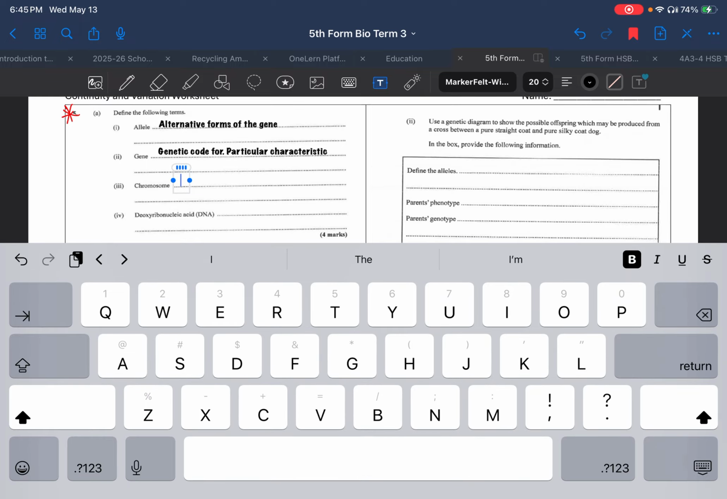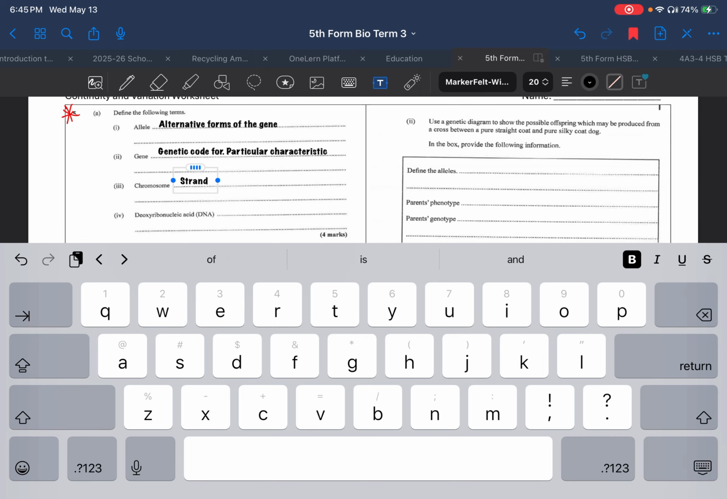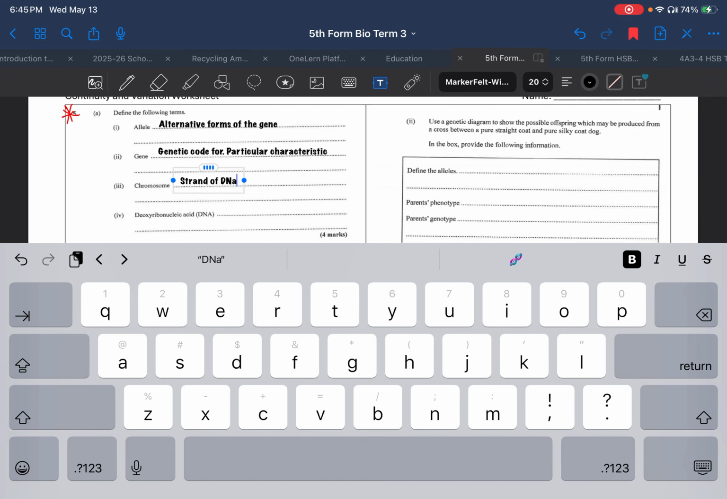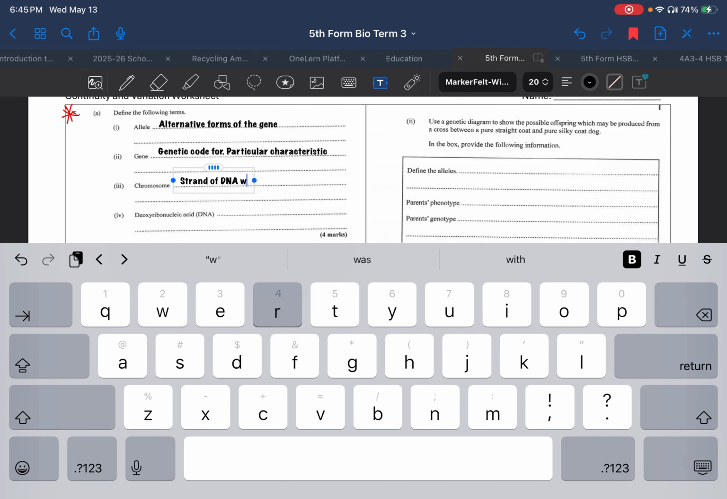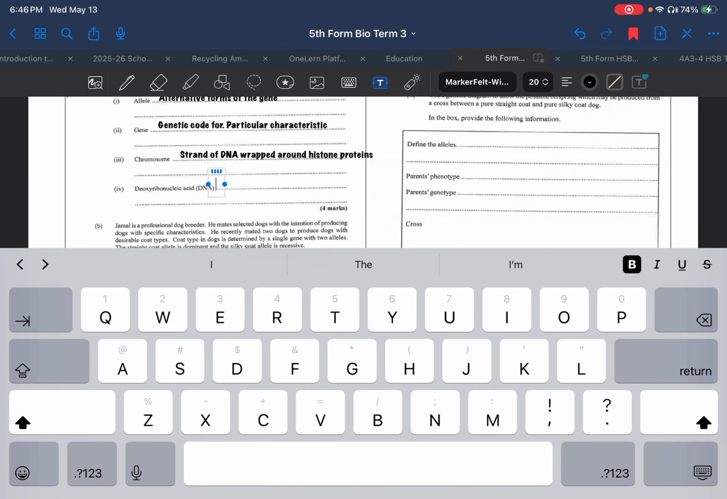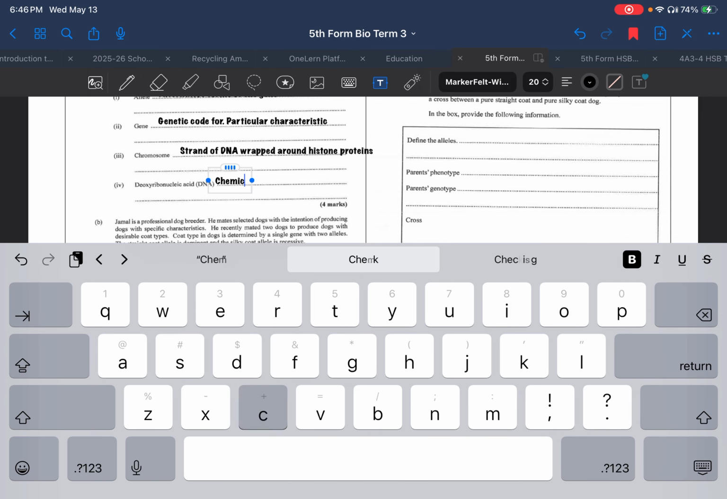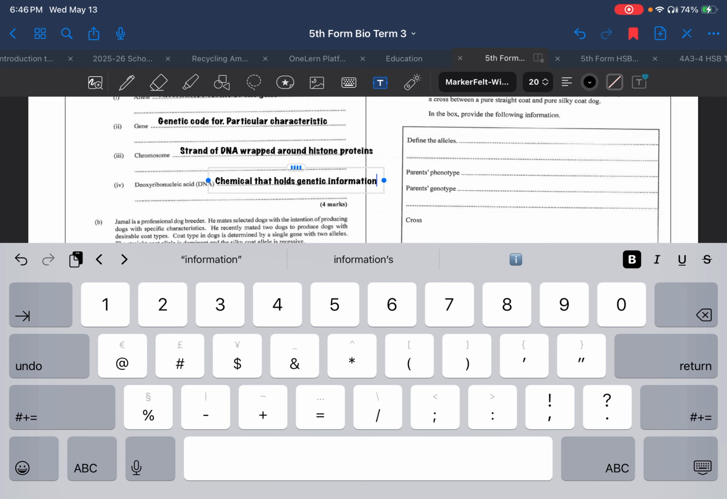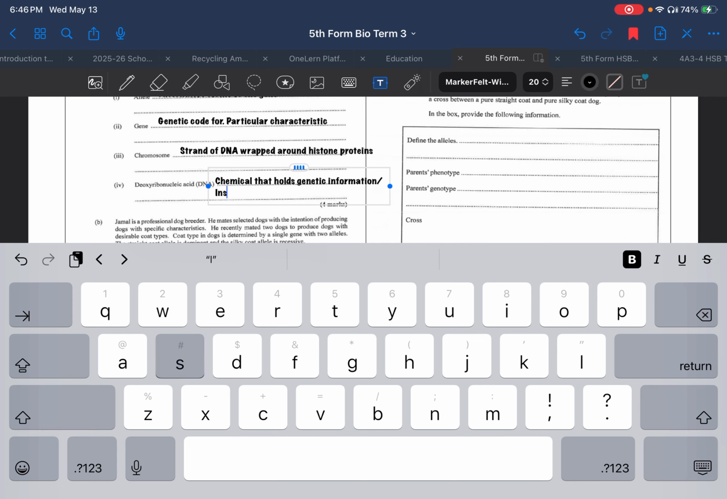Chromosome was basically a strand of DNA wrapped around histone proteins. And then we had deoxyribonucleic acid, which is the chemical that holds genetic information or instruction.